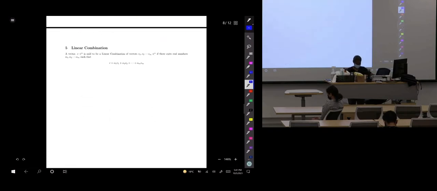Cool. All right. Moving on to linear combinations. A vector V in R^n is said to be a linear combination of vectors V1, V2, up until Vm, if there exist real numbers alpha 1, alpha 2, up until alpha m, such that your vector V is equal to that. Does this make sense? No, that was just a bunch of math mumbo jumbo thrown there, but we're going to take a look at an example real quick.